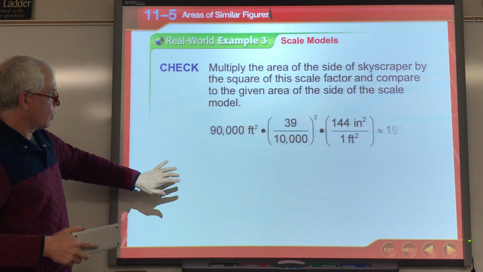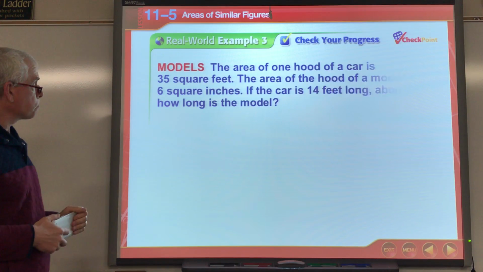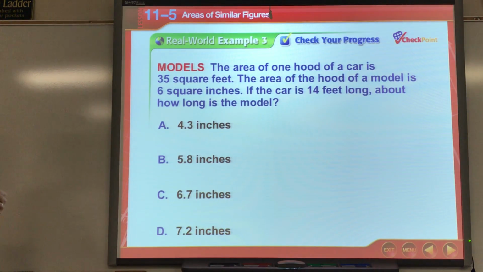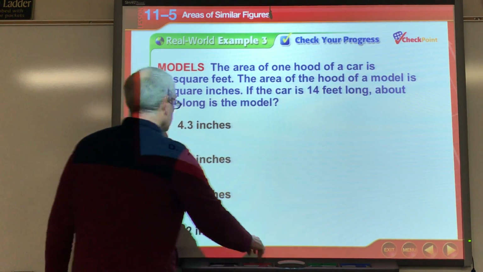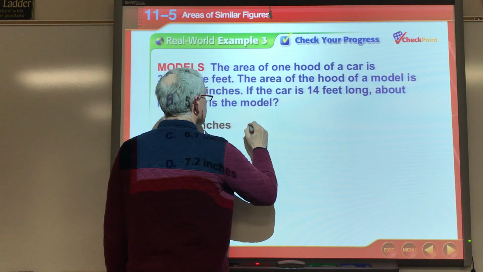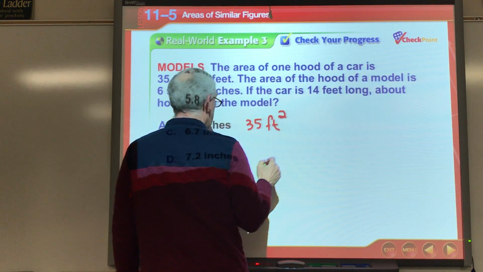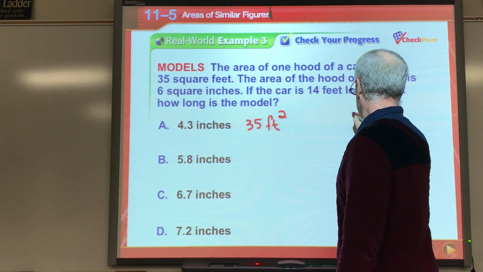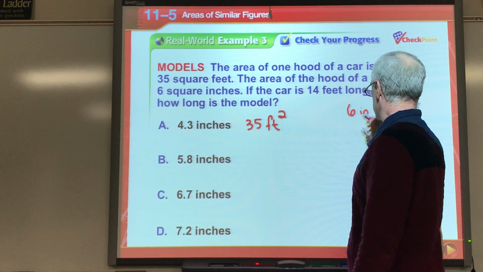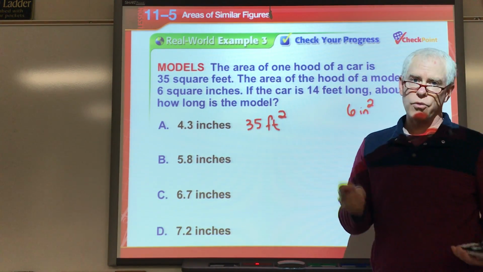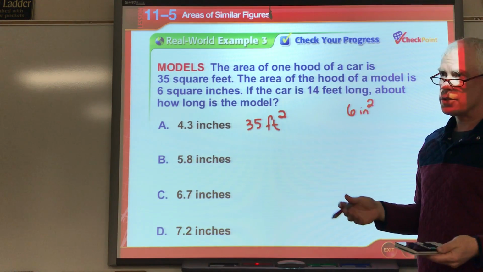So why don't I have you guys try one here. The area of one hood of a car is 35 square feet, and the area of the hood in the model is 6 square inches. If the car is 14 feet long, about how long is the model? So you've got 35 square feet. And over here, you've got 6 square inches. Remember though, 144 square inches is 1 square foot.